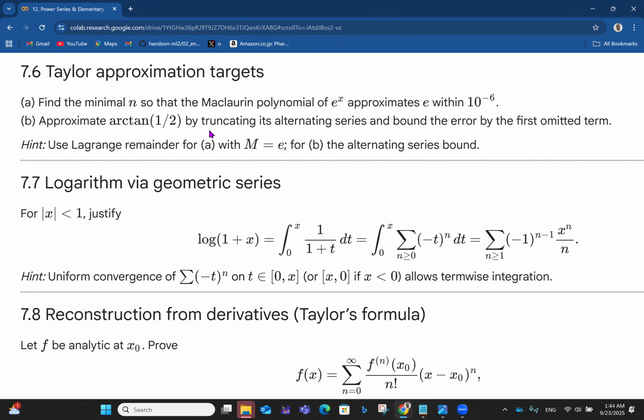Then approximate arctan half by truncating its alternating series and bound the error by the first omitted term. Hint, use Lagrange remainder for a, and for b, the alternating series bound. So that's how to go about that.